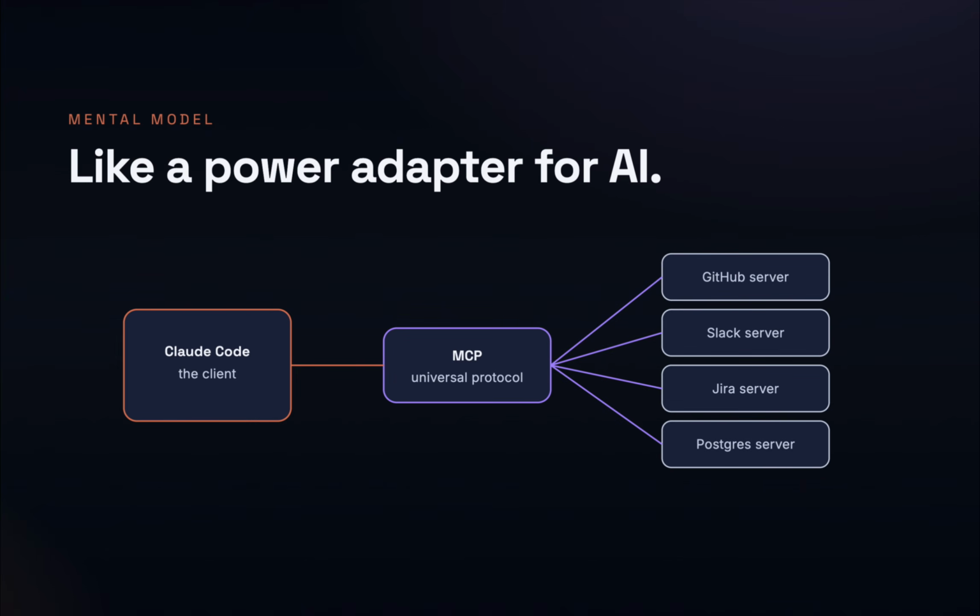It's an open standard and the ecosystem around it is growing very fast. Let's look at this picture. Claude Code is your client. It only speaks one language, MCP, which is a universal protocol. On the right hand side, you have all your tools, GitHub, Slack, Jira, Postgres, each running an MCP server. They each speak MCP as well. The protocol in the middle handles the translation. Claude doesn't need a custom integration for each tool. It just needs to know how to speak MCP, and any tool that speaks MCP back becomes available. This is why it's exploding. Build once, plug in everywhere.